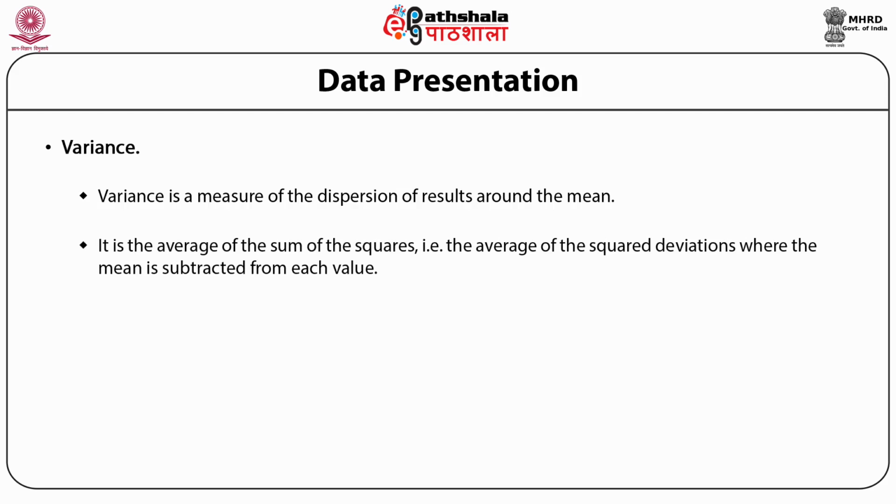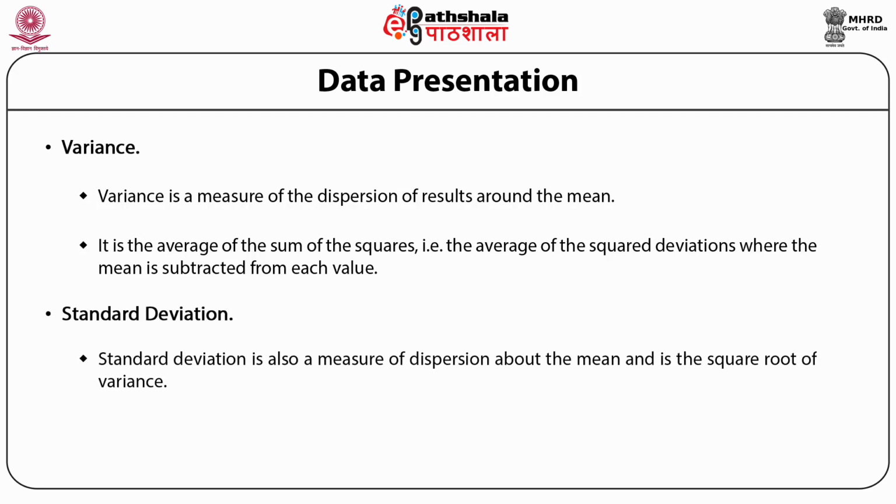It is the average of the sum of squares, that is the average of the squared deviation, where the mean is subtracted from each value. Because it's a squared quantity, the value of the variance will not be assigned the same units of measure as the individual observation, for example, gram per deciliter of hemoglobin. Thus, its use is limited.